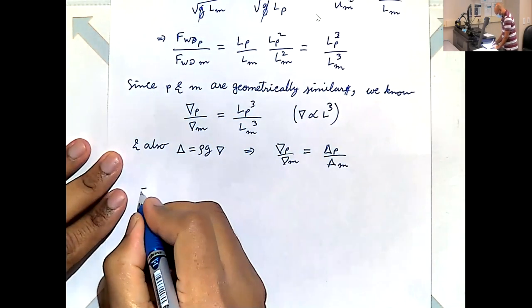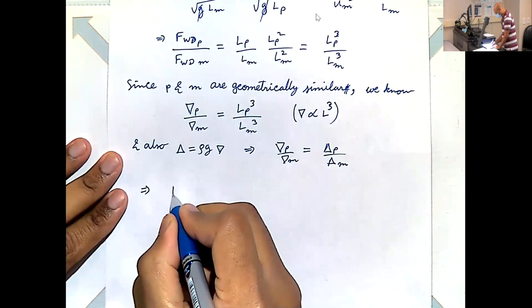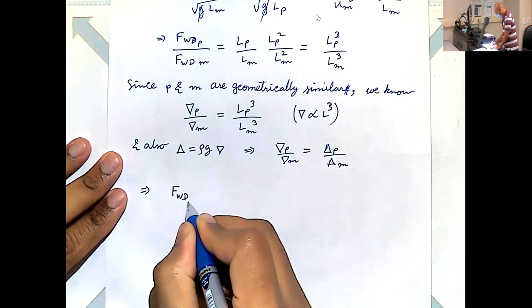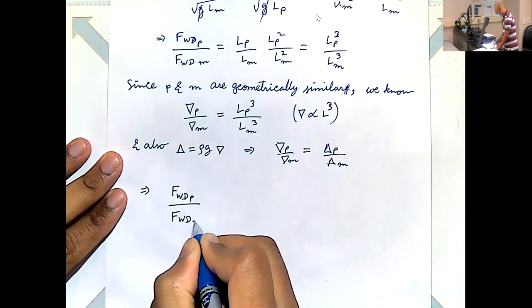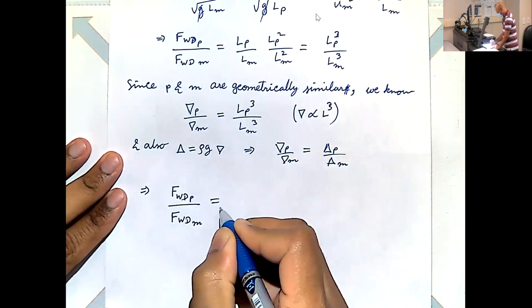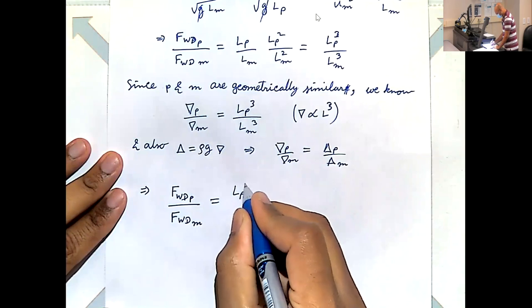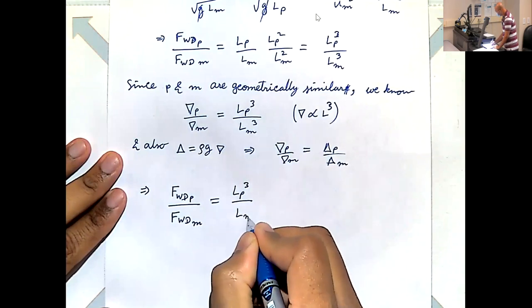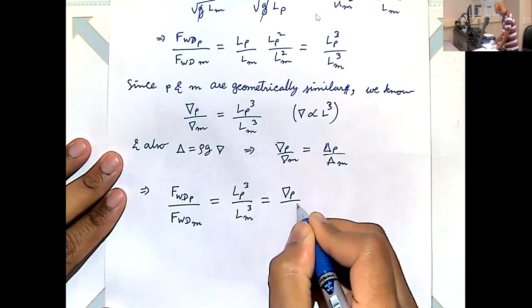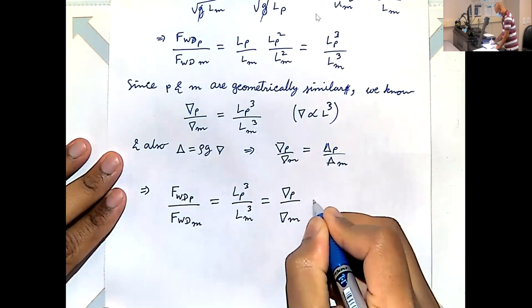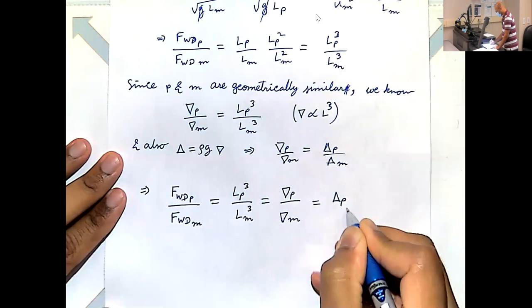So in the end, we have several different ways to write wave drag on one versus the other. We can write it as length cubed ratios, or the displaced volume ratios, or the displacement ratios.